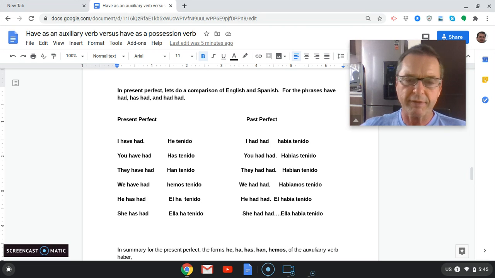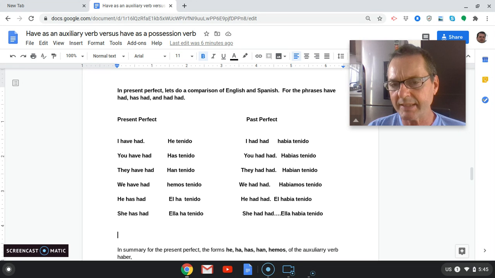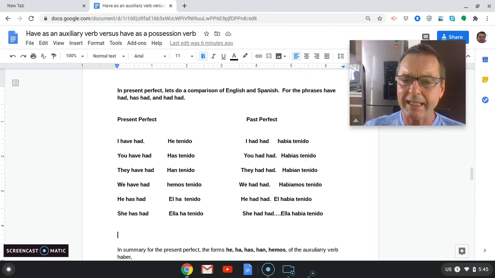The past perfect, the auxiliary verb changes to había, or had. I had, había tenido. You had, habías tenido. They had, habían tenido. We had, habíamos tenido. He had, él había tenido. She had, ella había tenido.